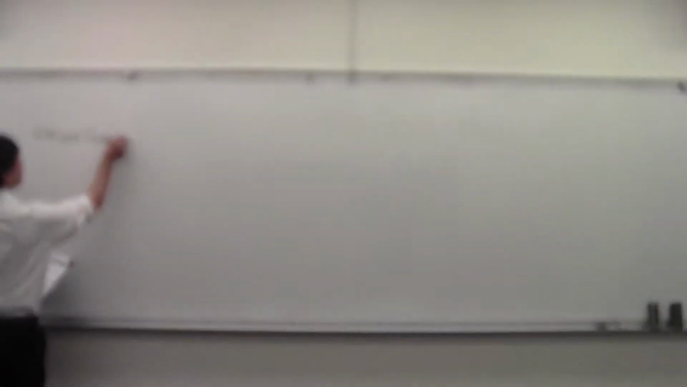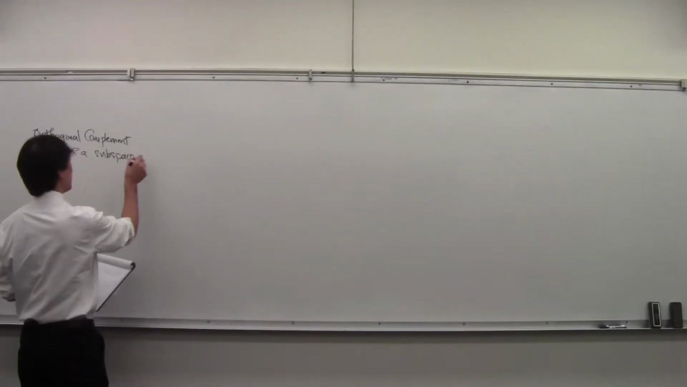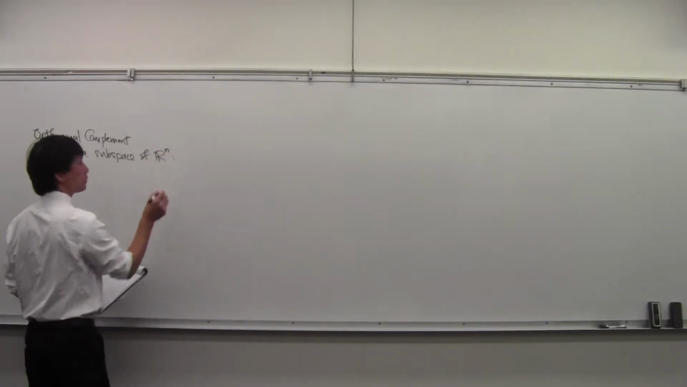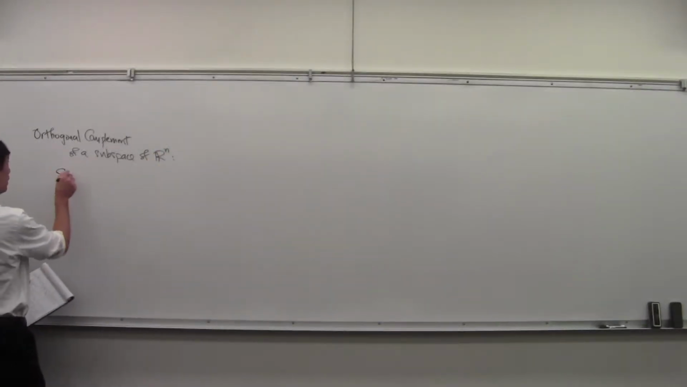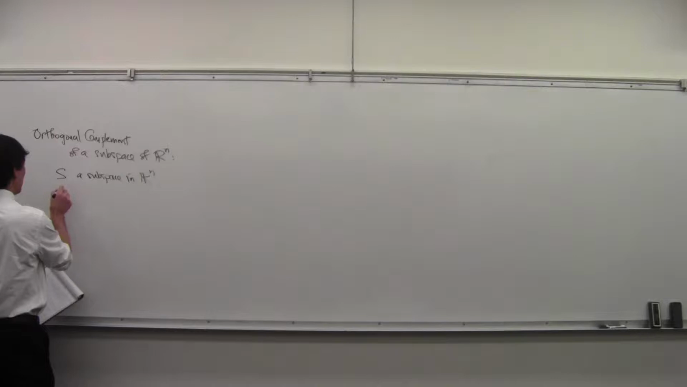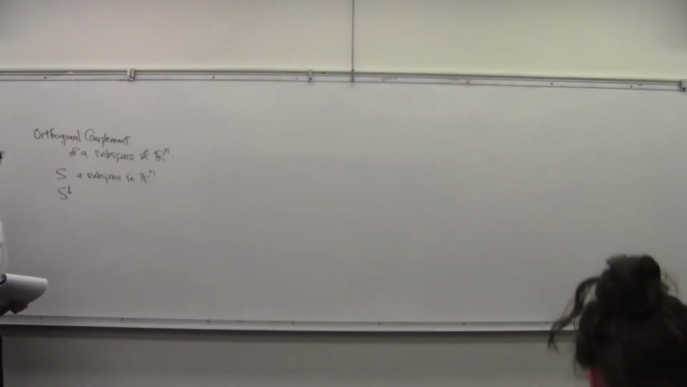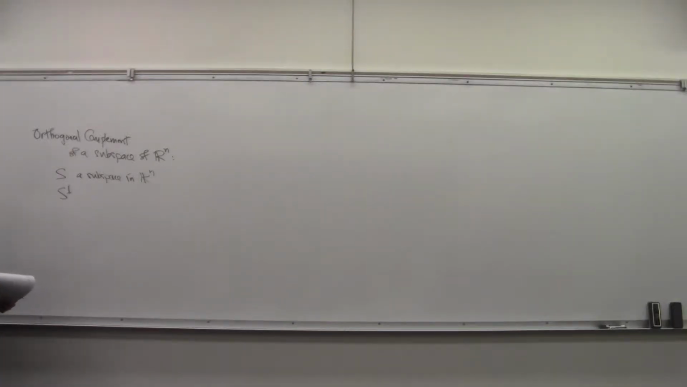So we're talking about the orthogonal complement of a subspace of Rn. You have some subspace S in Rn, and we define this thing called the orthogonal complement, denoted S perp. What was the orthogonal complement? Somebody remember? Julie: It's the set of all things that is perpendicular to each thing.